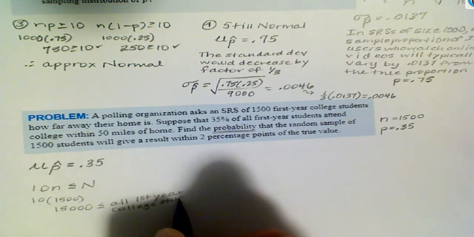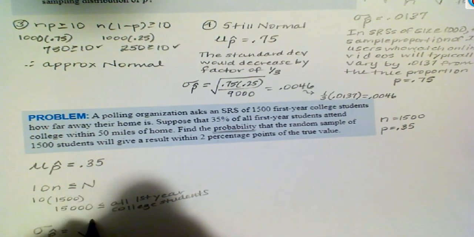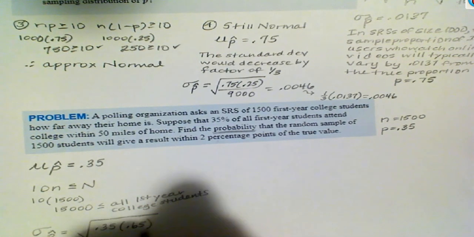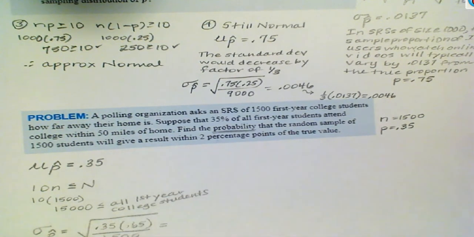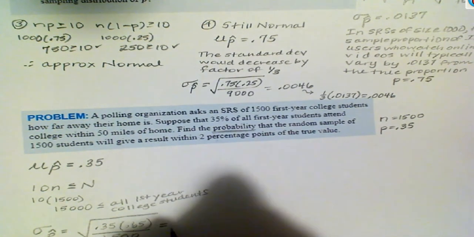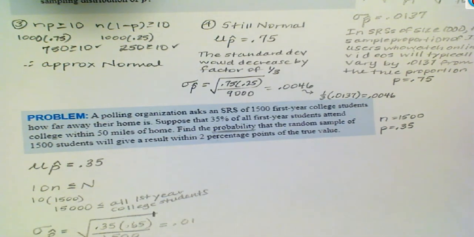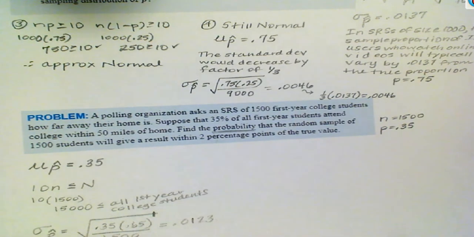So that does meet the 10% condition. Therefore, I can now go find the standard deviation, which is p, 0.35, and then 1 minus p, 0.65, divided by n, which is 1,500. When you sub in and find the standard deviation, you get 0.0123. So there's my standard deviation.